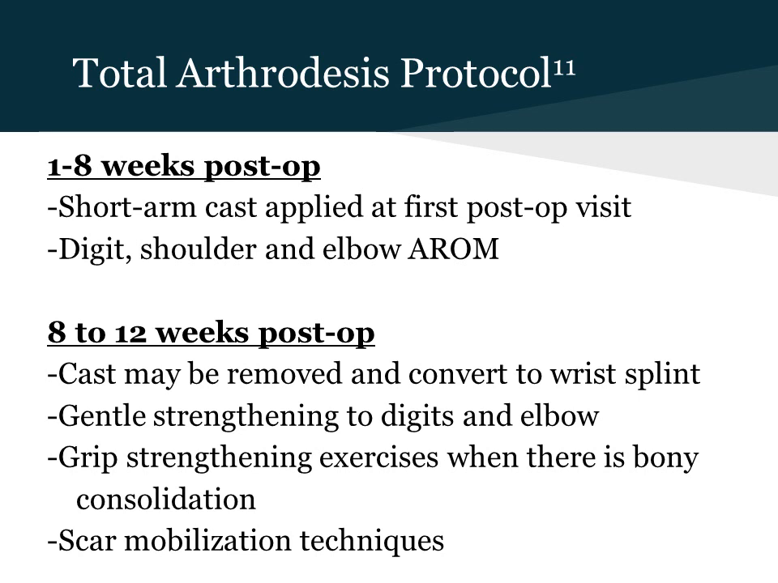The physical therapy protocol for a total arthrodesis includes digit, shoulder, and elbow range of motion from the 1st through the 8th week, and a short arm cast is generally applied at the first post-op visit. At 8 to 12 weeks postoperatively, the cast may be removed and converted to a wrist splint. Treatment should include gentle strengthening to digits and elbow, scar mobilization techniques, and grip strengthening exercises once bony consolidation occurs.